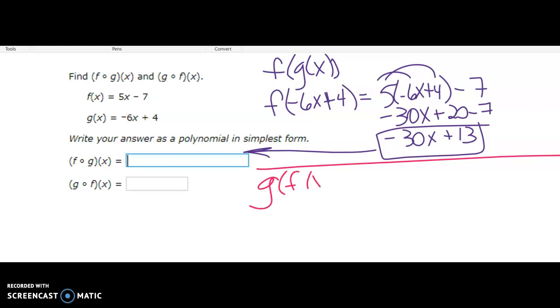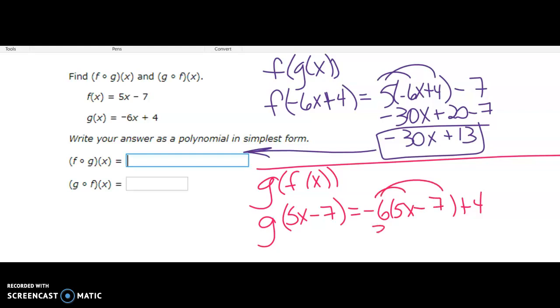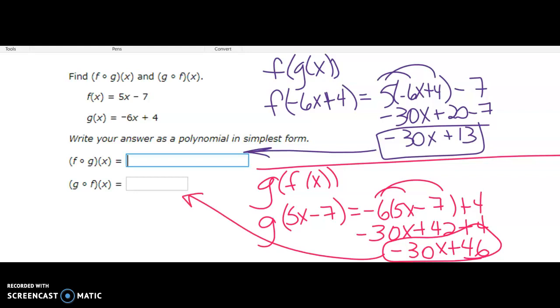G of F of X. G, what is F of X? 5X minus 7. That's going to go into the G, which is negative 6X plus 4. So 5X minus 7 goes here. Negative 30X plus 42 plus 4. And negative 30X plus 46 goes into that box right there. All right, have fun.